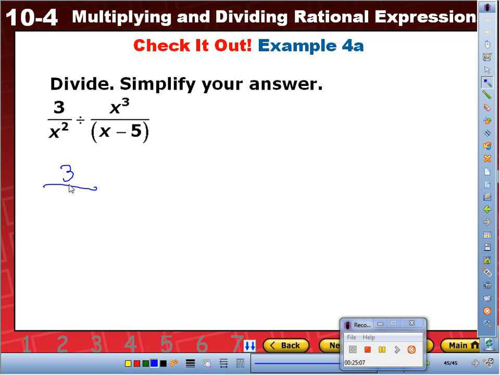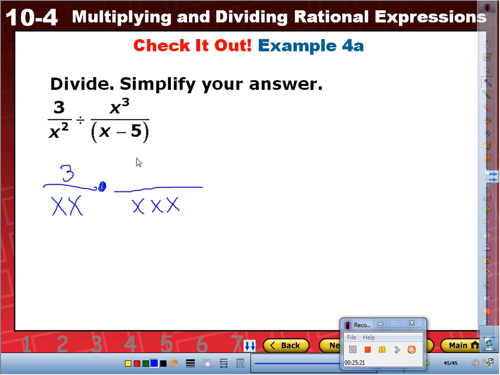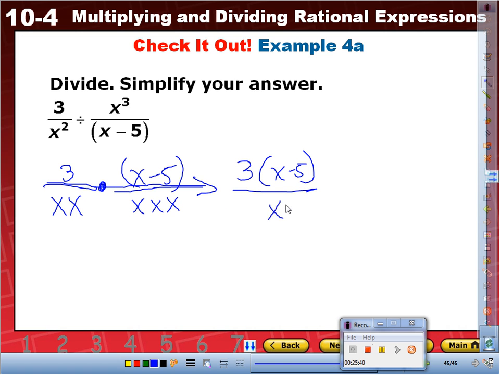Numerator stays the same, it's 3. Denominator x times x. I cannot simplify anymore. Next, this one changes to multiplication, and I need to write the reciprocal, right? This one becomes x times x times x on the denominator. This one stays x minus 5 on the numerator, right? Since I cannot simplify anymore, I make it 1. Is there anything to cancel? No. Therefore, check this out. I'm left with 3 times x minus 5 over x to the 5th. Hands if you got something like that. Okay, show fingers on 3. 1, 2, 3.